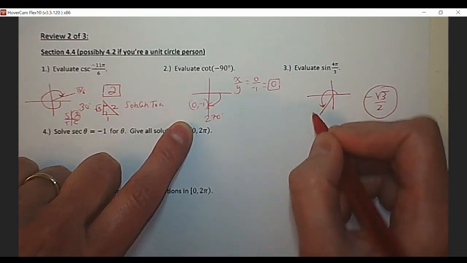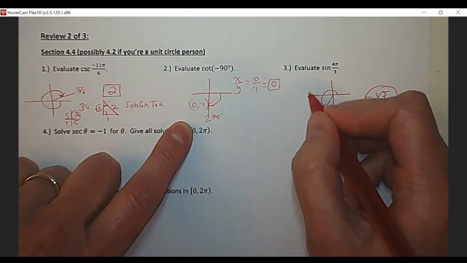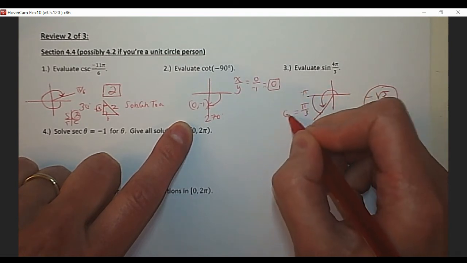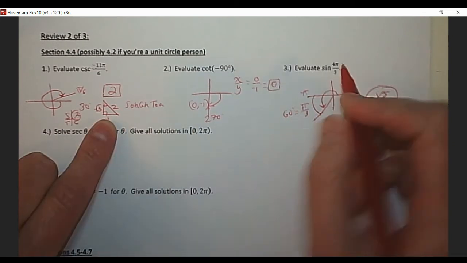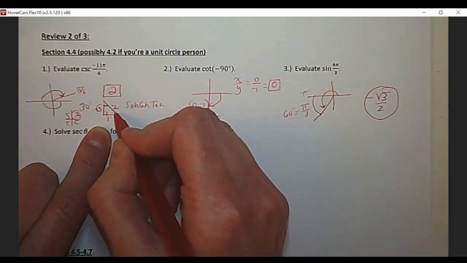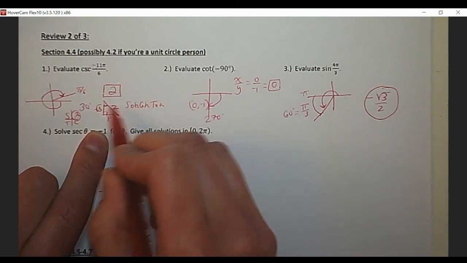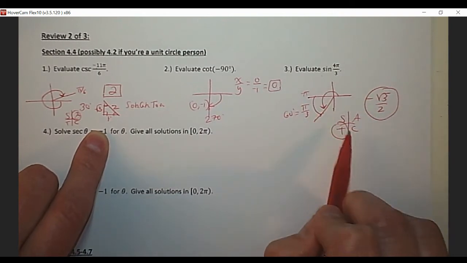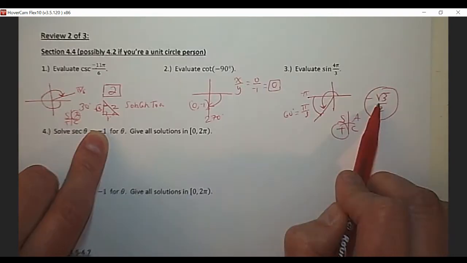If you like your quadrants and reference angles, your reference angle, remember, a reference angle always goes to the x-axis. So we went pi over 3 past pi, so the reference angle is 60. And if we go take a look at our 30, 60, 90, the sine of 60 is radical 3 over 2. And the reason we're selecting a negative for the sign is because in quadrant 3, only tangent and cotangent are positive, therefore sine should be negative.